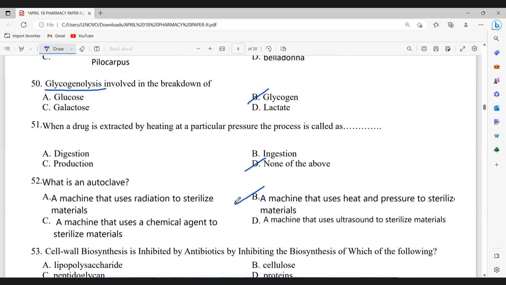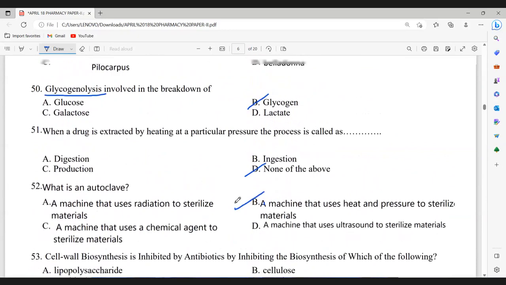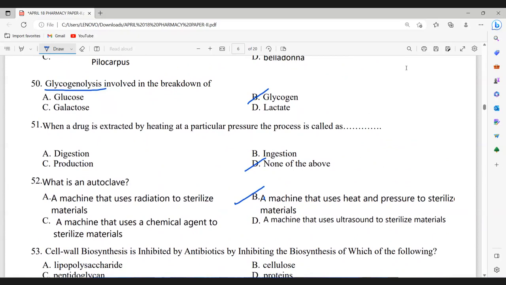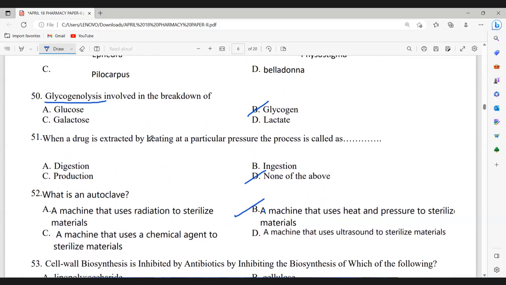Sorry, my eye pen. Extraction. What extraction, Swati? When a drug is extracted by heating. We do heating in digestion, not otherwise. At a particular pressure is what they gave. By autoclaving will do. These options are not related at all. Digestion, ingestion. Autoclaving is not given in your options.